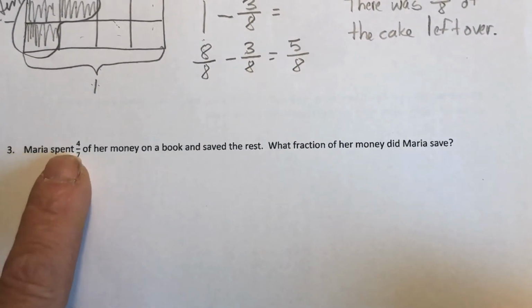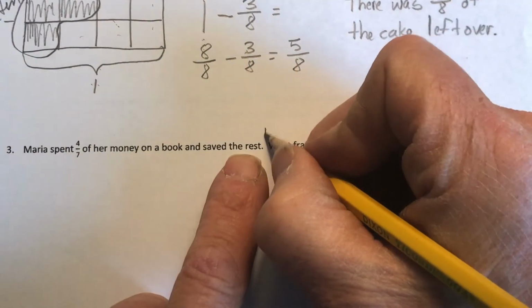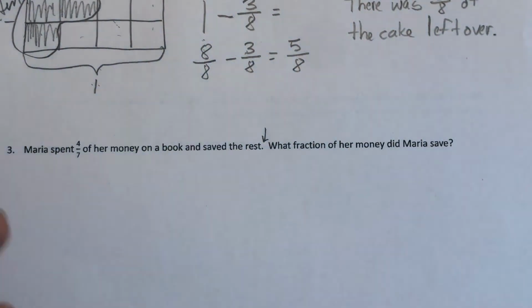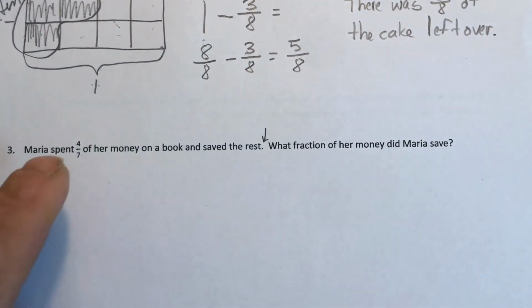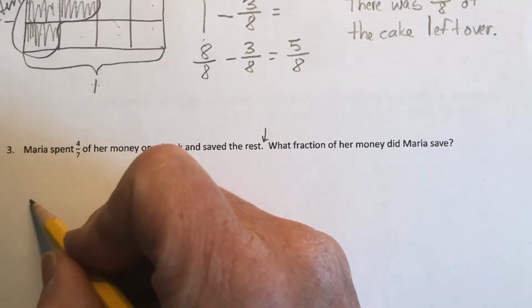Maria spent 4/7 of her money on a book and saved the rest. Period. Stop. Okay, so apparently she has some money and she spent 4/7 of it. Okay, it's a really odd way to talk about money, but okay, all of her money was 7/7. She spent 4/7 of it. What fraction of her money did Maria save? Okay, so I got to figure that out. So this is what I'm going to do.